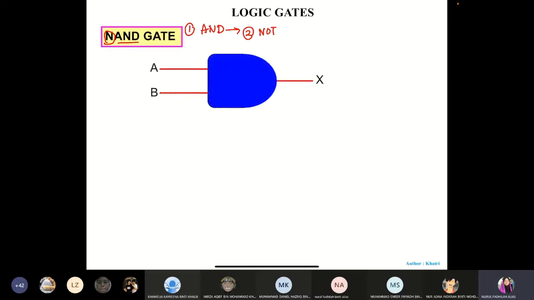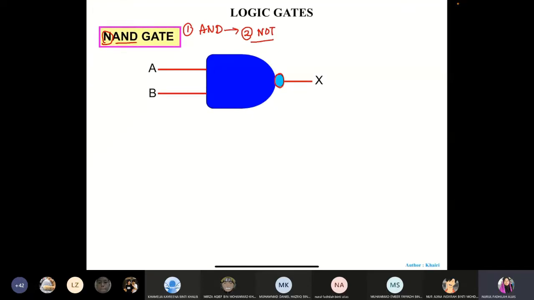So, the symbol is like this. So, this is the symbol of what? AND ke NOT? AND. Okay, and then because we want to NOT it afterwards, we put a dot here. So this is now different from the AND symbol. Do you get it?